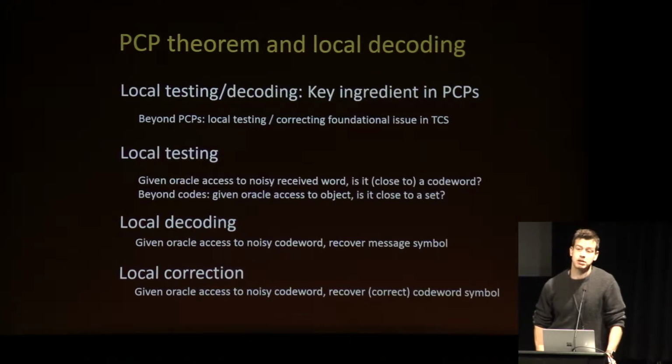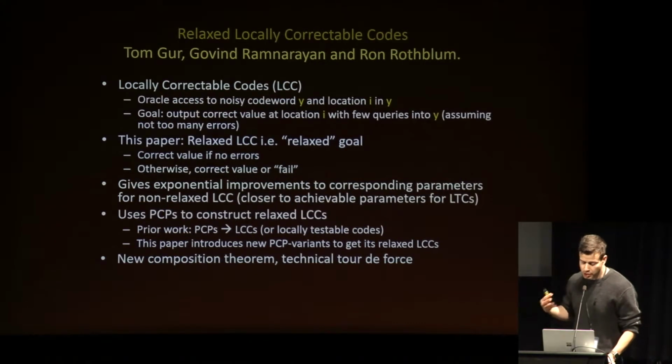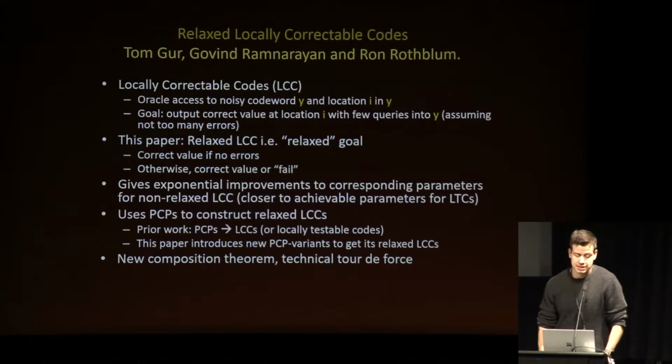So local decoding is the problem. Given a noisy received code word without too much noise, try to recover, using only local access, a symbol of the message. Local correction, similarly, we have a noisy code word with some bound on the noise, and now we want to recover symbols not of the message, but of the code word itself. So remove the noise from an arbitrary, possibly noisy symbol of the code word. With all of these in mind, 4 papers in the session today.